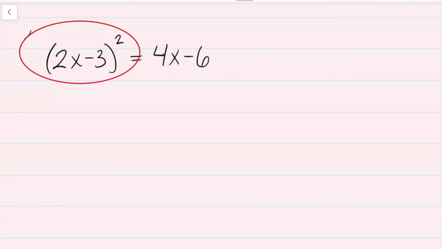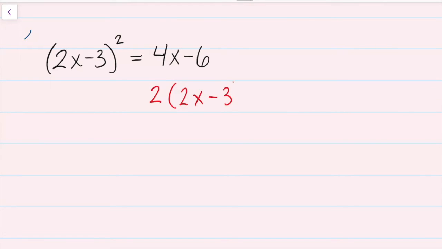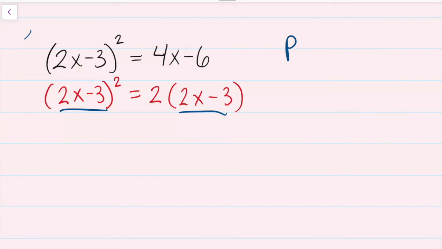Notice that this and this, you could technically make them look alike by doing the following. Couldn't I take out a 2 from both of these, which would give me 2x minus 3? Now, what do you notice about these two sides of the equation? I don't know if you've noticed this, guys, but the parentheses are actually the same. So a little trick we like to do is replacing the parentheses with another letter.